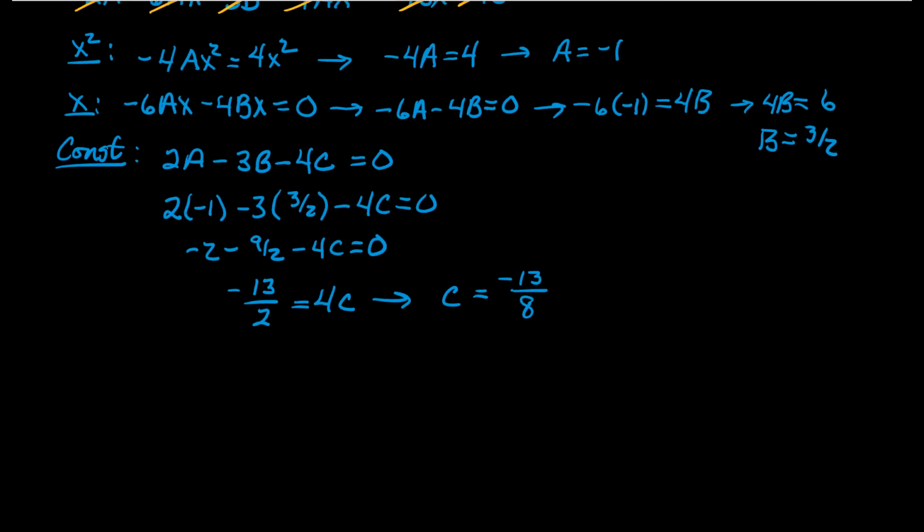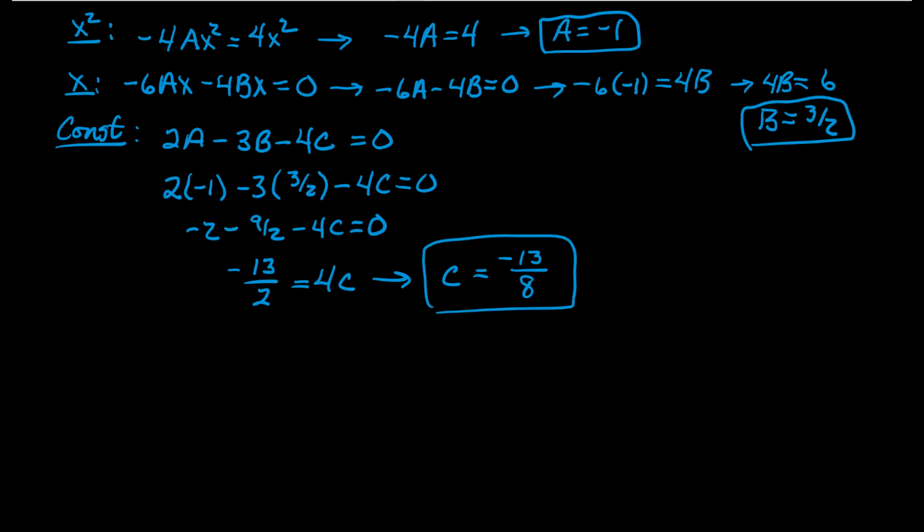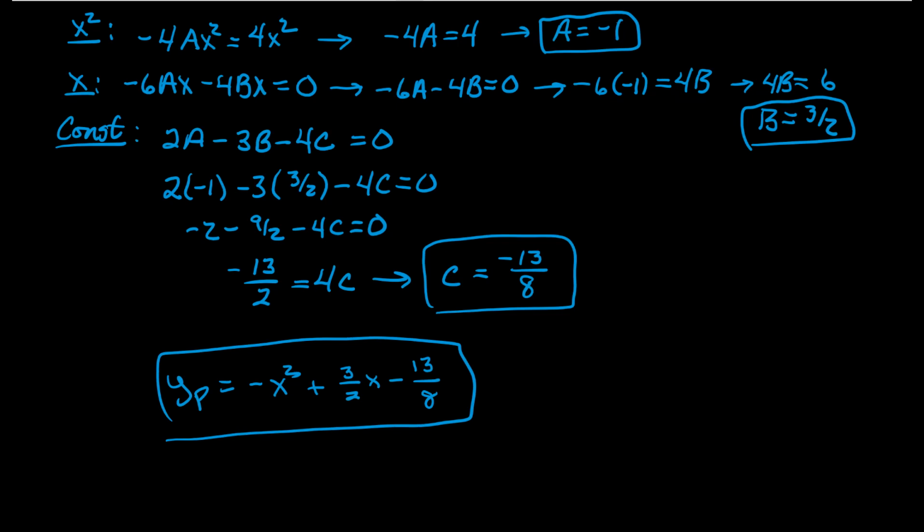This now gives me values for a, b, and c. My a value is up here at the top of the screen, -1. The b value is 3/2, and the c value is -13/8. I can put all this information together now, and my particular solution in this case, remember it was a times x squared, so that's going to be -1 times x squared, plus bx, well that's 3/2 x, plus c, well that's going to be -13/8. And there is the particular solution for this first problem.